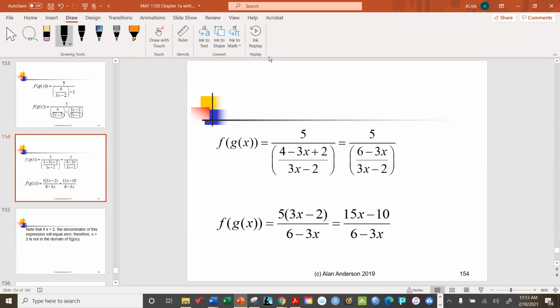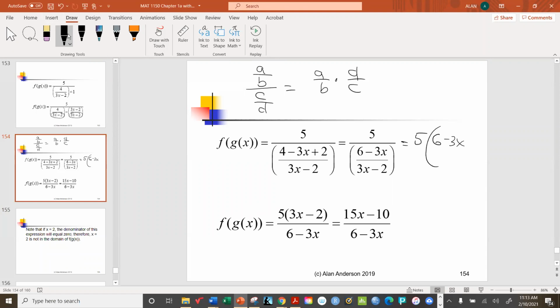And now, by the way, I want to remind you of a very important result here. If you have a ratio like this, let's say A and B, and C and D are any real numbers, this is the same thing as A over B times D over C. So you could actually rewrite this as 5 times 3x minus, 6 minus 3x.